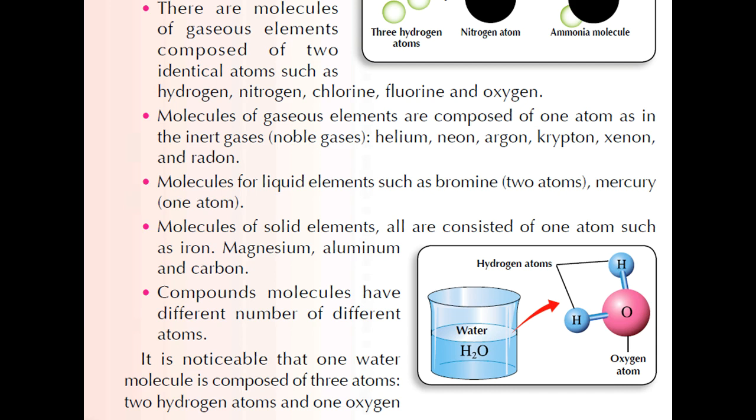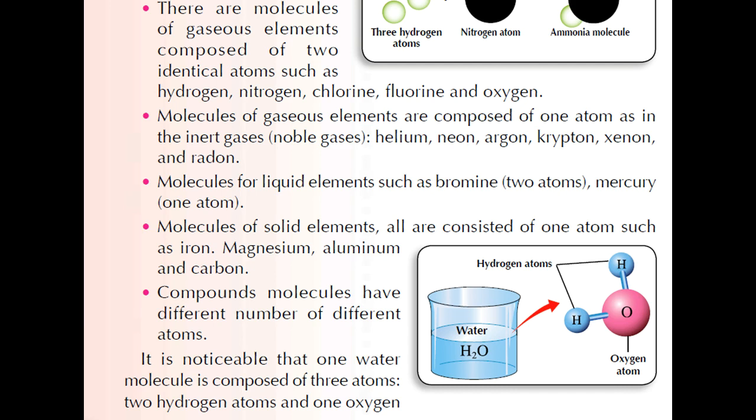Molecules of solid elements all are consisted of one atom such as iron, magnesium, aluminium and carbon. كل جزيئات العناصر الصلبة تتكون من ذرة واحدة.